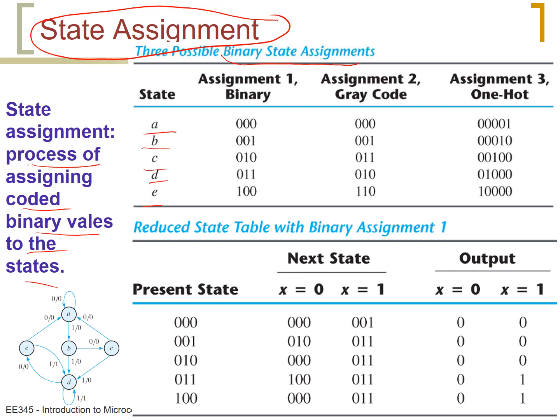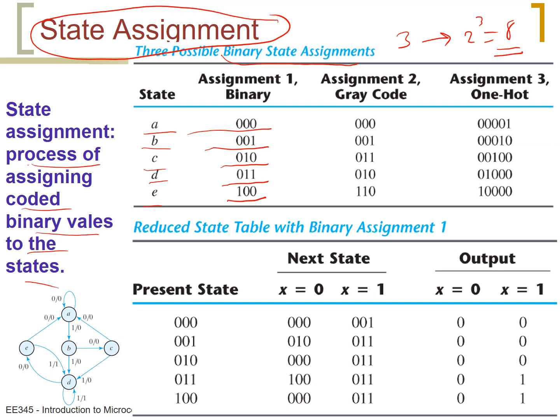And for 5 states, we need a minimum of 3 flip-flops, because with 3 flip-flops, we have 2 to the power 3, which is 8 different states. We use 5 of the states for A, B, C, D, and E, and the other 3 will remain unused. There are so many different combinations for the assignment. One of them, we can assign the values 0, 0, 0, 0, 0, 1, 0, 1, 0, 0, 1, 1, and 1, 0, 0 to the states A, B, C, D, and E respectively.